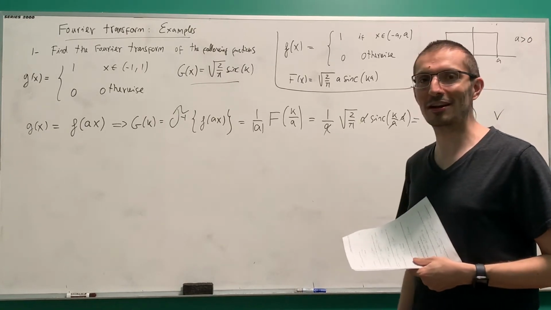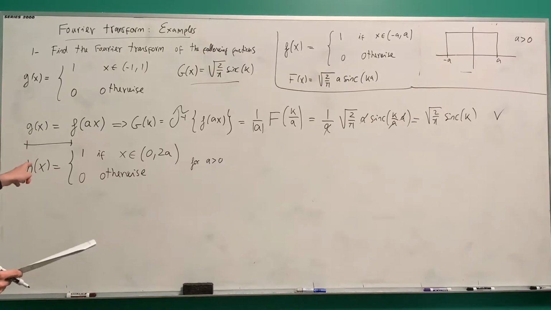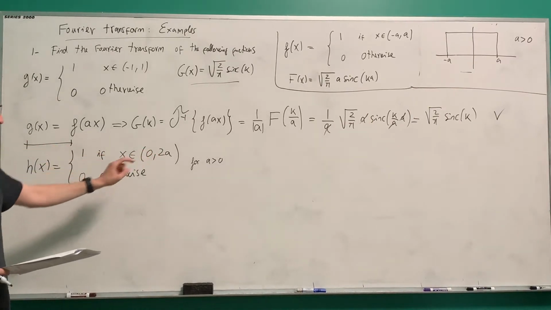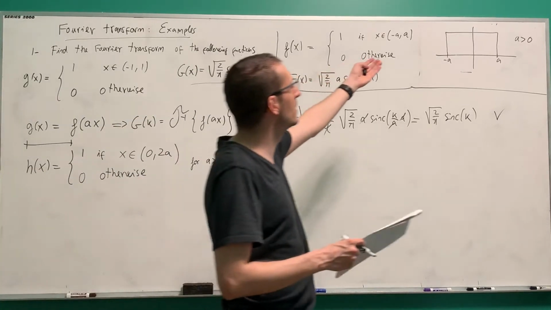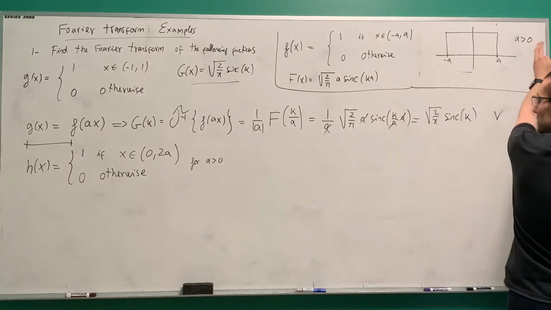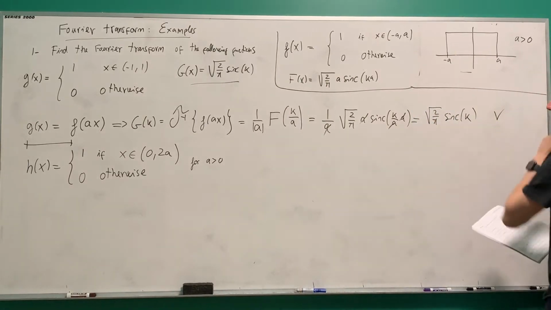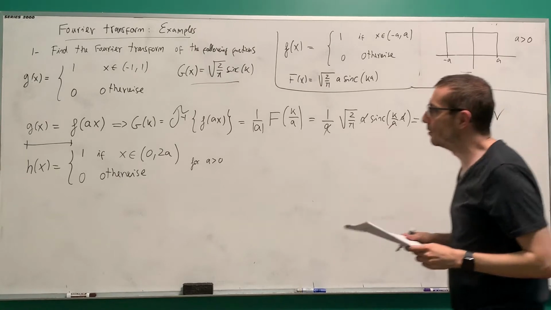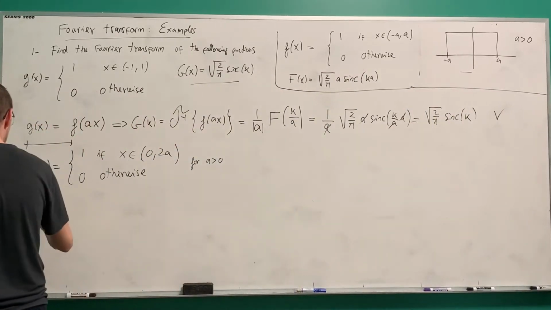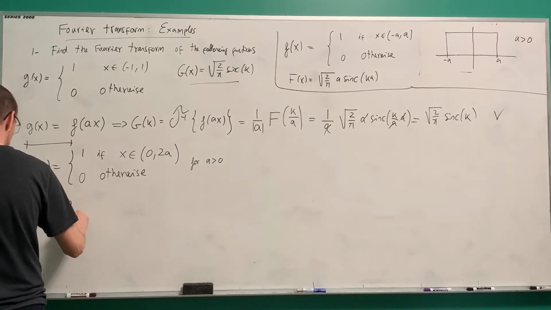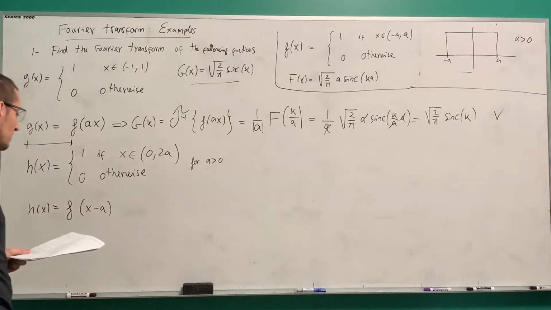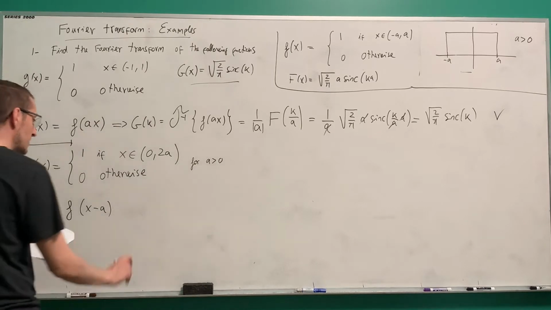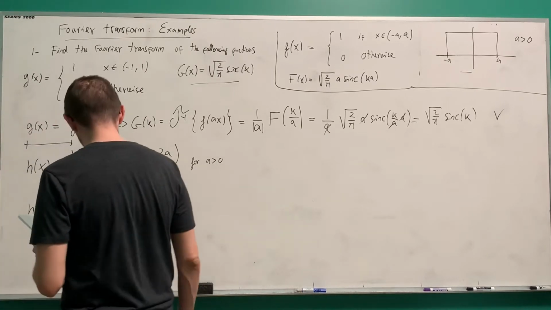Alright then, let's do another example. This new function is 1 if x is between 0 and 2a, and 0 otherwise. So what is this? This is the same function as we have here, only that now it is displaced to the right by a units. So we know that h of x is actually f of x minus a. Then we can use the shifting property of the Fourier transform to compute it.